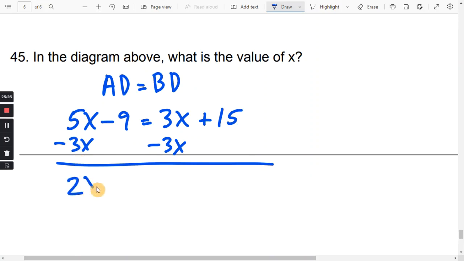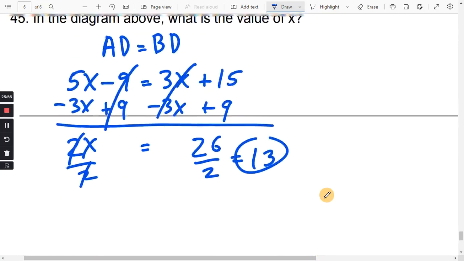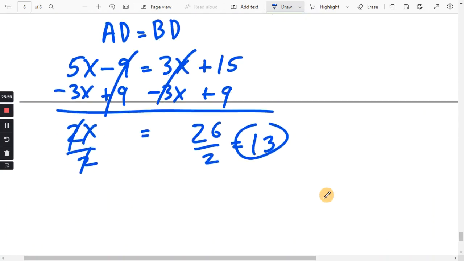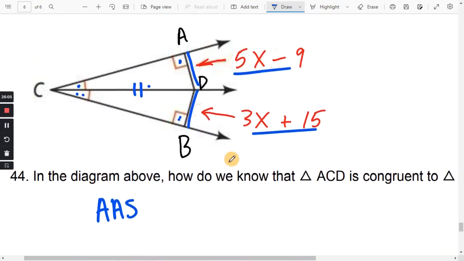5x minus 3x is 2x. Bring down the equals. 3x minus 3x is gone. Since x is over here, I want to get negative 9 on the other side. The opposite of negative 9 is positive 9. And it cancels here. 15 plus 9 is 26. This is x times 2. The opposite is divided by 2. And 26 over 2 is just 13. So x equals 13. If you want to test it, if you have time, you can just plug in 13. Make sure you get the same for both, if you have time.